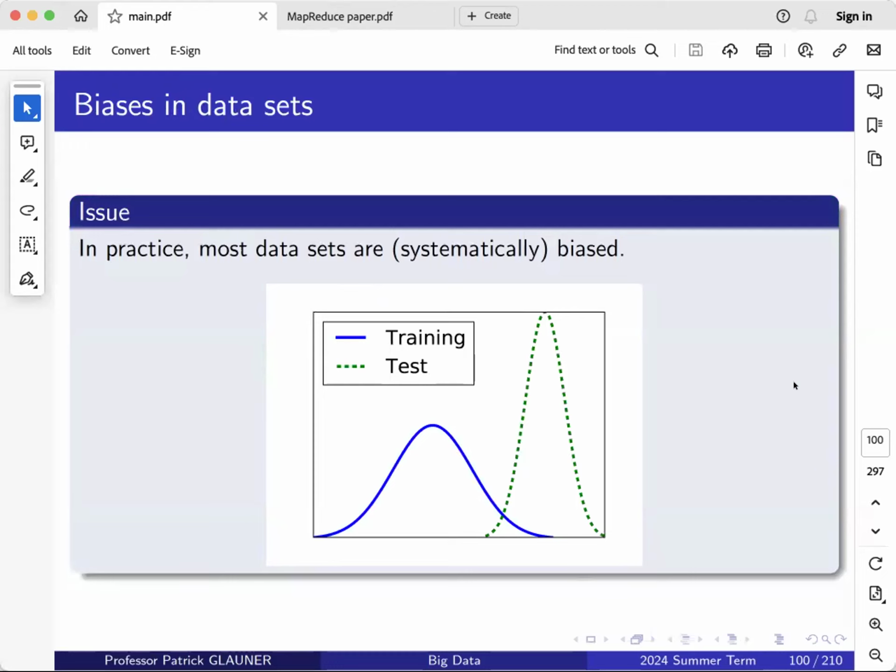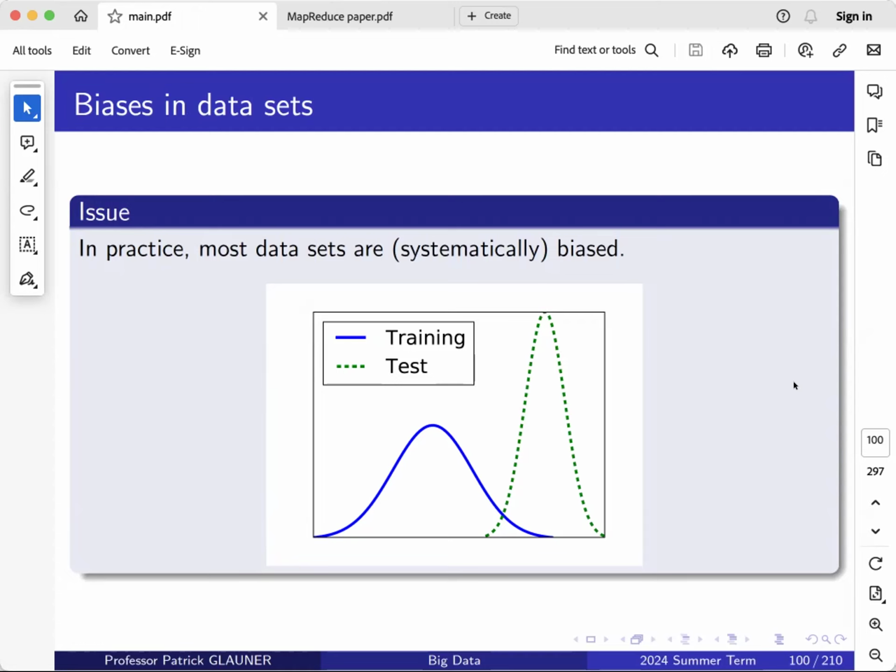Now we will talk about another very common issue in machine learning: biases in data sets. When you train your machine learning model, obviously your training set is different to your test or production set. The two sets are typically different, and there's a good reason for that, because you want to generalize from the training set and then make your model work on a test or production set.